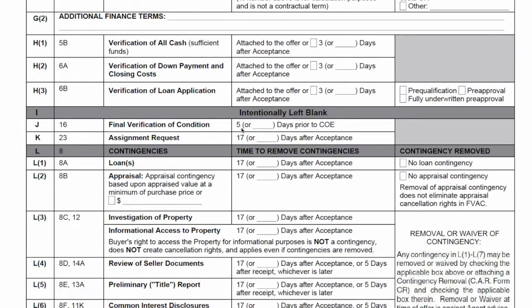5 days to do a final walkthrough on a property prior to close of escrow. A time period for assignment requests. If the contract's being assigned, this is a very rare, unique scenario. You'll know what to do here if this pertains to your transaction. In almost all transactions, this is not relevant.